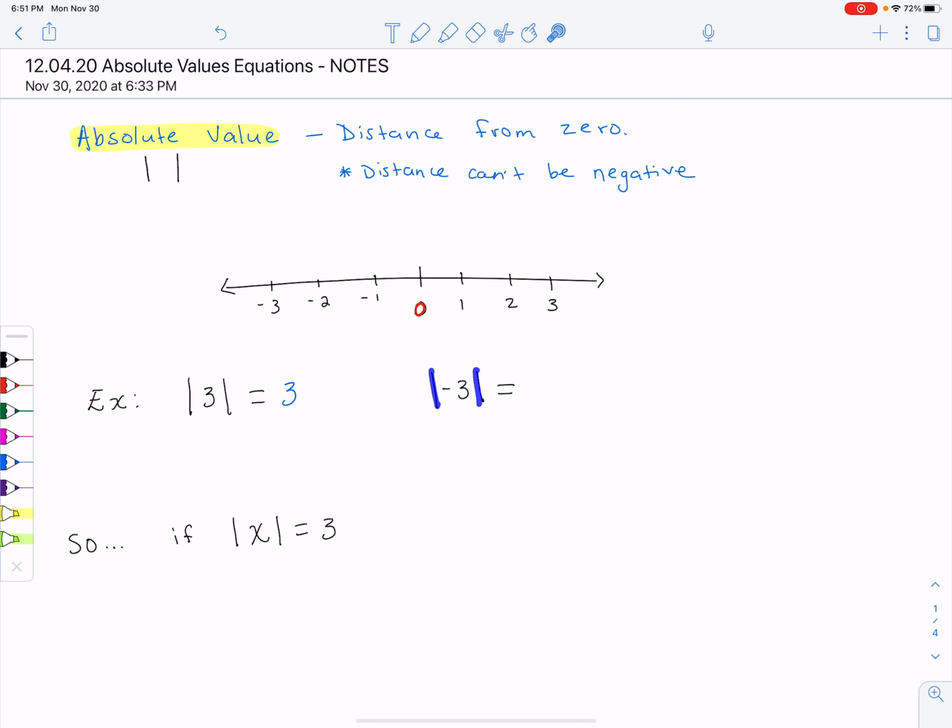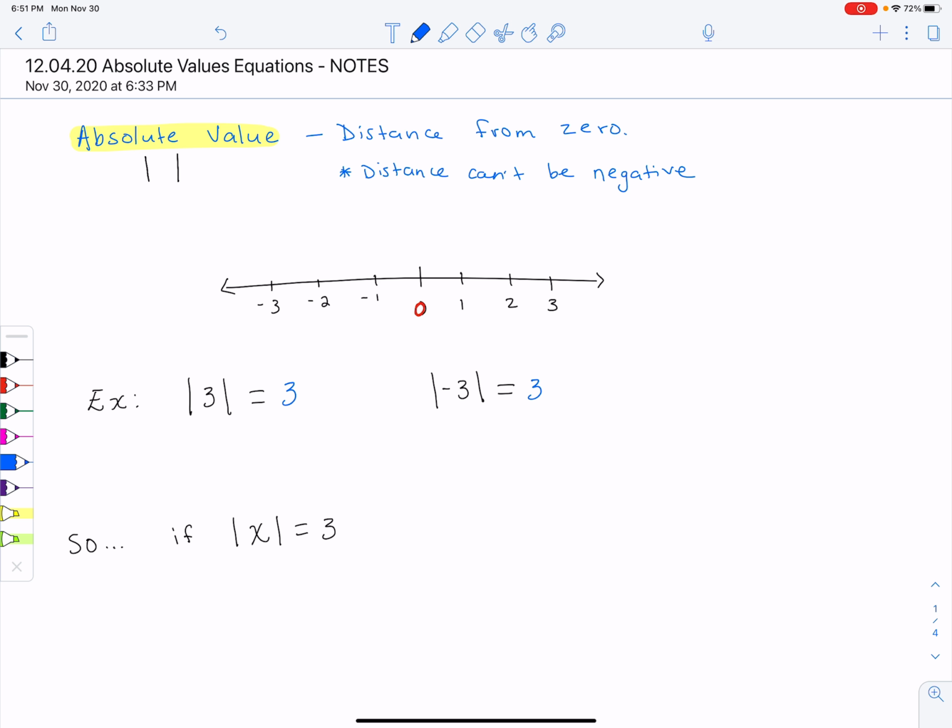What about the absolute value of negative 3? Well, negative 3 is here. So how many units away from 0 is negative 3? Well, that's 1, 2, 3. So the absolute value of negative 3 is still 3. So again, a lot of you might remember that absolute value just makes everything positive.